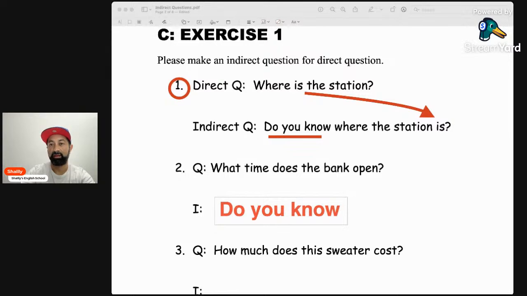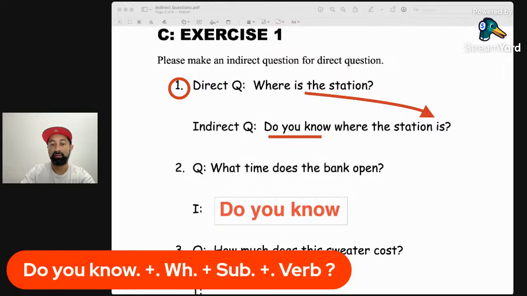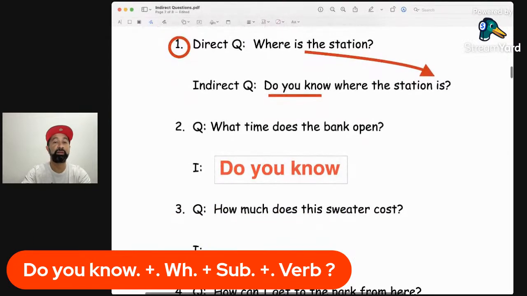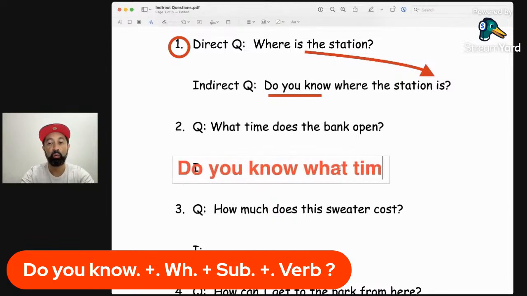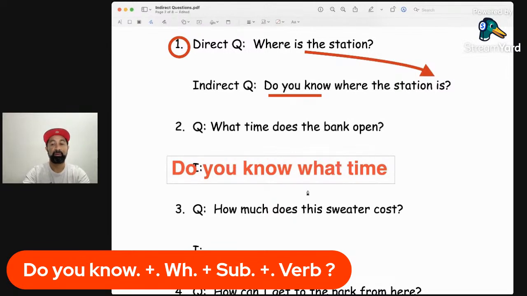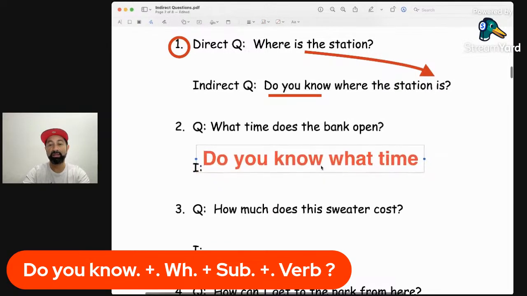Okay. Everyone seems a little bit shy here. Now, I'm going to help you out. This will be the pattern that you should use in this situation. So we've got do you know? Next, we have to add the WH word. The WH word here is going to be what time. So do you know what time?